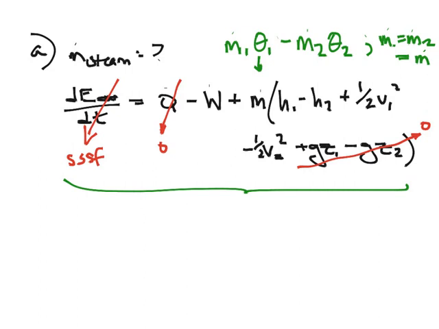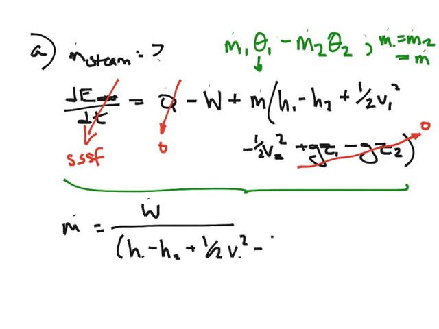Okay, so now we're going to rewrite our simplified energy equation in terms of m dot, the mass flow rate of the steam. Now we have the rate of work divided by what's left of our theta expression, so h1 minus h2 plus 1/2 V1 squared minus 1/2 V2 squared. Now we know almost everything here. We know our rate of work, we know our V1 and V2. Now we just need to find our h1 and our h2.